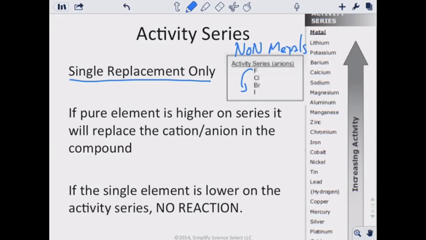So if a pure element is higher on the series, it will replace the cation or anion in that compound. And the key thing here, if the single element is lower, so iron is a single element and it's trying to replace that magnesium in magnesium oxide, the reaction can't happen. Since iron is below magnesium, it cannot replace any magnesium that's already in a compound. It has to be on top for it to actually happen. So single replacement only has to be on top for the reaction to occur.